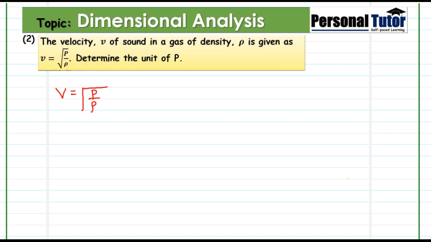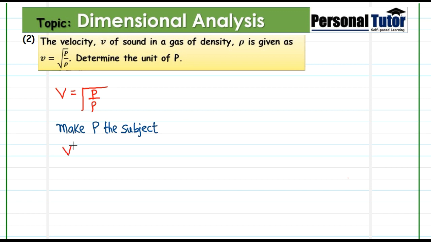Okay. But we are supposed to determine the unit of P. However, it is V which is the subject here. And so we need to make P the subject. And that can be achieved from here by first eliminating the square root. And that is done by simply taking the square of both sides.